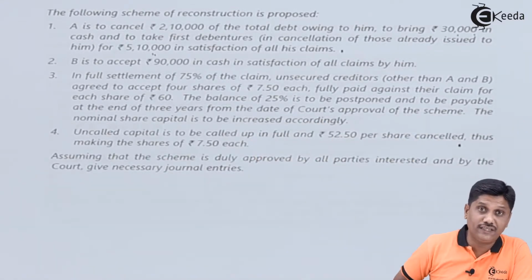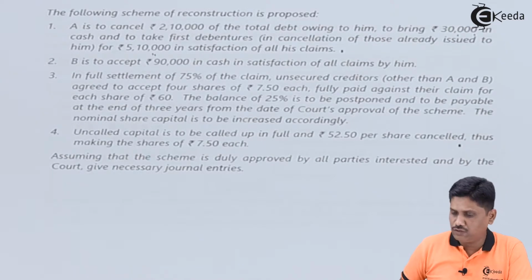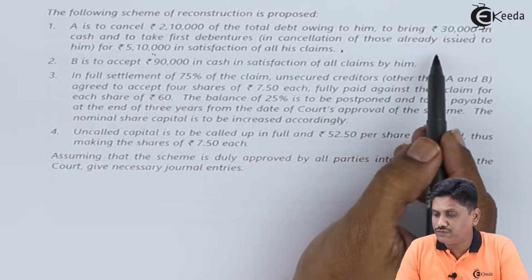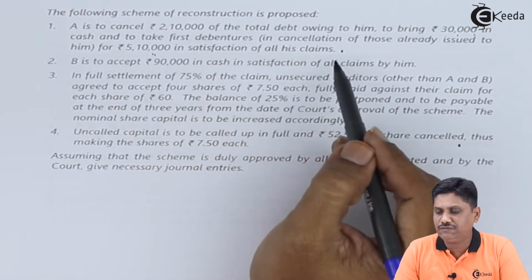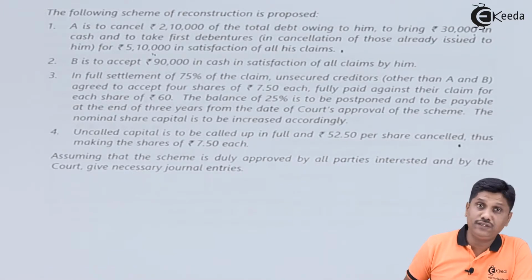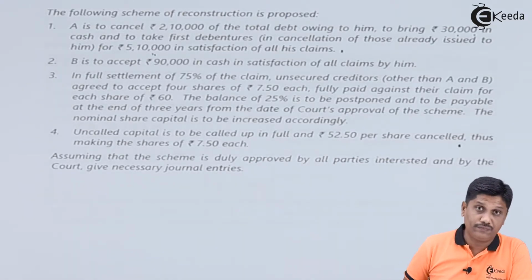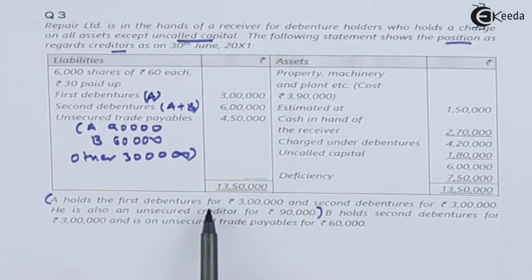How much cash will he bring for you? 30,000. So he will bring a cash of rupees 30,000. And then to take first debenture in cancellation of those already issued to him for rupees 5,10,000 in satisfaction of all his claim. We'll go very step by step. Slowly, firstly we decide what is his debt. These are the debts of A. Now I will close the individual accounts of first debenture, second debenture, creditors, and we will transfer it to A's account.